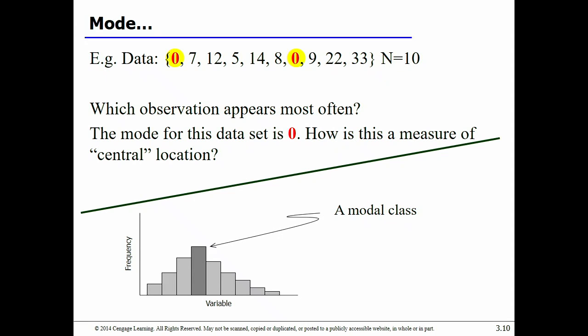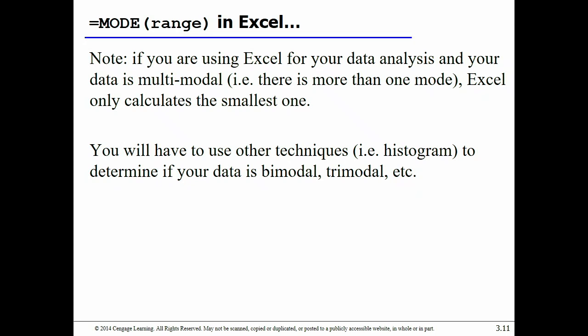We can have 2 modes, we can have 3 modes, we can have no modes, right? So if everything occurs once, we have no mode. If everything occurs 2 times, I guess they're all modes. Whatever occurs the most frequently is called the mode.